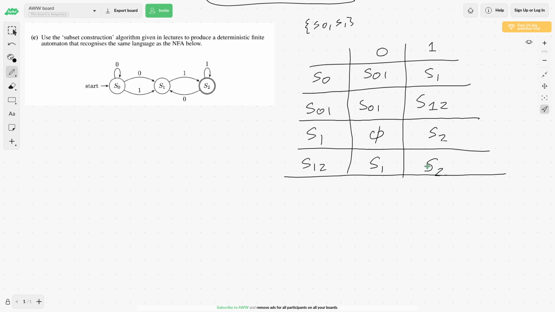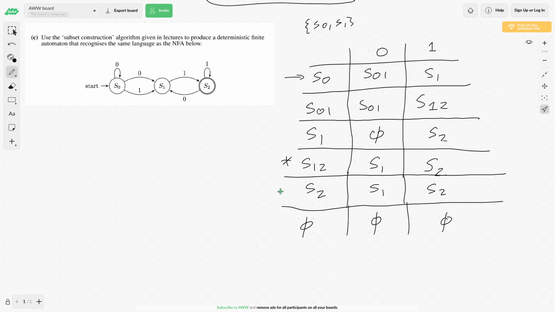So what haven't we explored? Haven't explored S2. S2 under a 0 goes to S1. S2 under a 1 goes to itself. Is that all of them? Yep, with the exception of the null state, but the null state's easy because if you're nowhere, you unsurprisingly can't go anywhere. Okay, so now we have identified the starting state, which is S0, and the final states, which is anything containing a final state, so anything with a 2 in it.